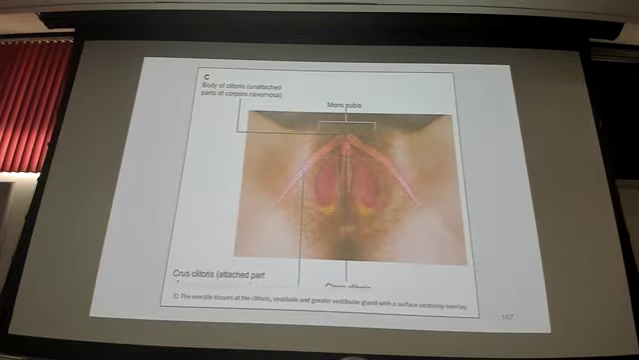And there you see them transposed on an actual picture. These are the Bartholin's glands down here, the vestibular bulbs, and the corpora cavernosa. Okay?